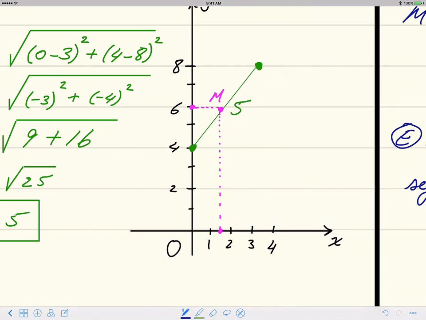So we call this first point A and the second point B. So the distance from A to M, what do you think it is? The distance from A to B is 5. M is right in the middle, so the distance from A to M is 2.5, half of that. And same thing, the distance from B to M is also 2.5.